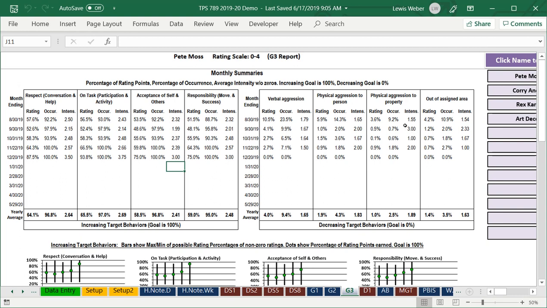Now we can say, well, it's very intense when it occurs. How often does it occur? Not very often, only 0.7%, so it's not even 1% of the recording blocks. So this gives us a tremendous amount of information.